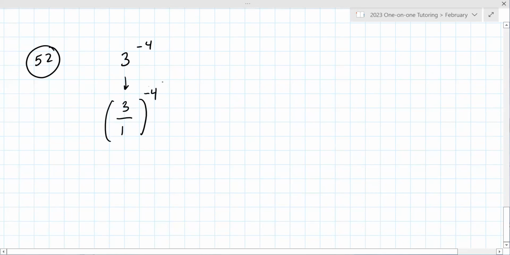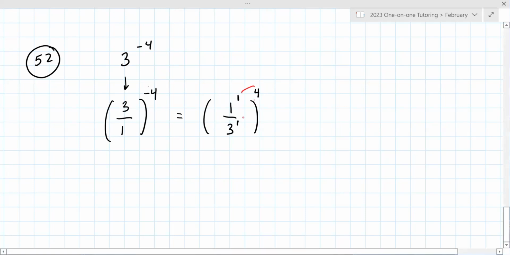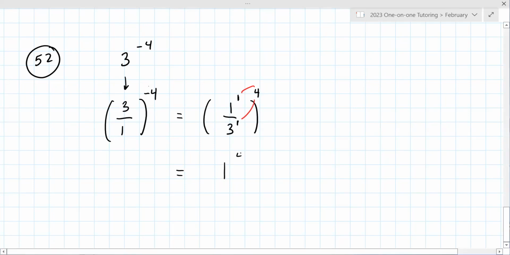The negative causes what's inside parentheses to flip. Notice the difference between what I've got here on the left and the right is that it's flipped inside parentheses. Negative 4 went to positive 4. Is that okay? Now these have exponents, right? 1 and 3. You can distribute that 4 to both of them. So it becomes 1 to the power of 4 over 3 to the power of 4.